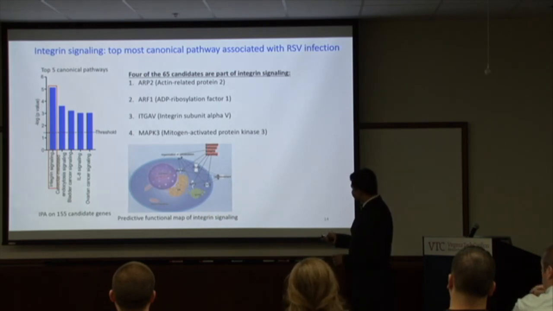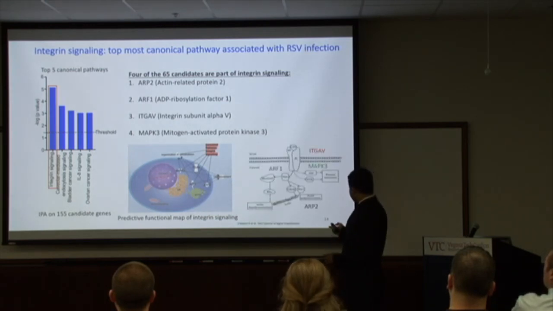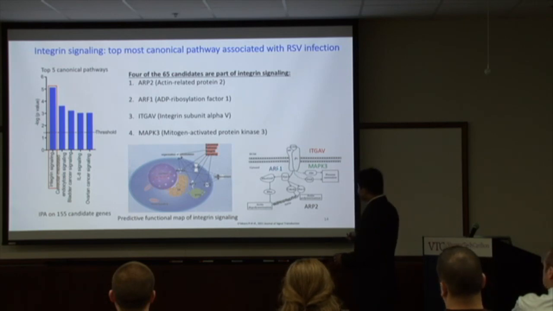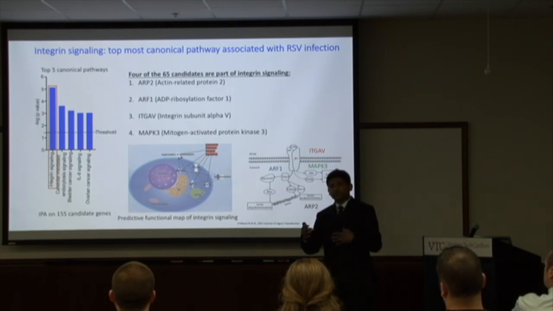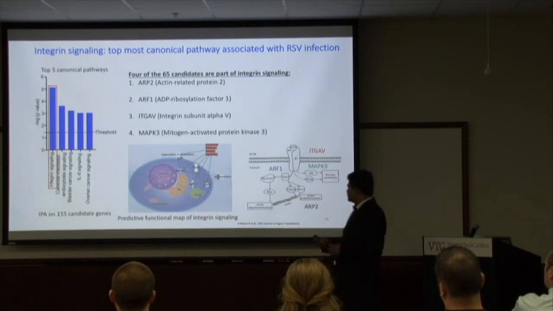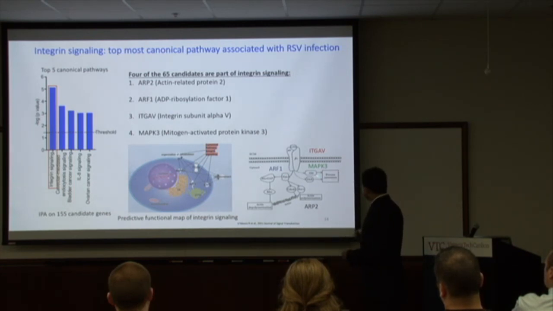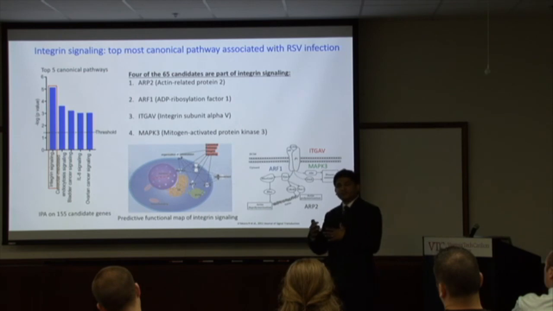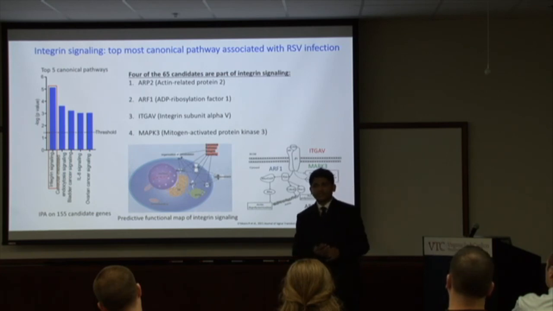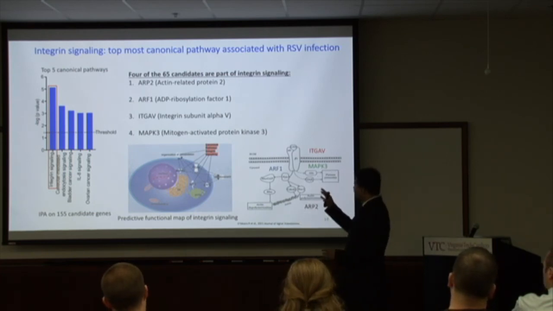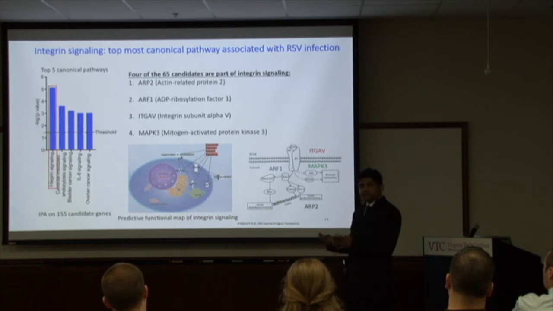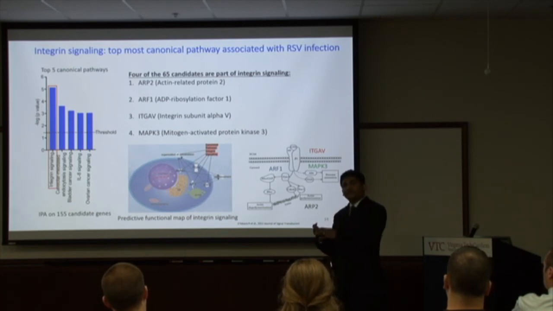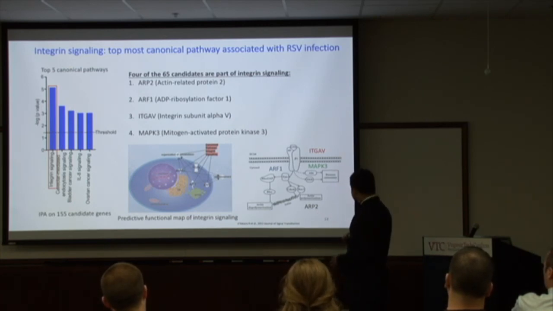And to elaborate in another pictorial diagram, I can expect that integrin should be in the plasma membrane, while ARF1 is known as a transport protein in the ER to Golgi transport pathway. MAP kinase is a cellular kinase that can be involved in different cellular processes, and ARP2 is an actin polymerization protein. Now I'm going to show you the characterization of these proteins, whether they are actually involved in the virus infection. First, ARP2.